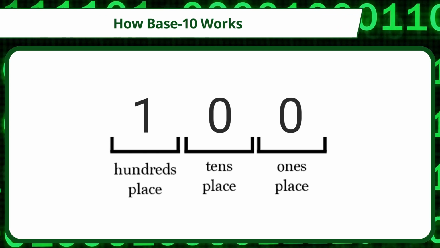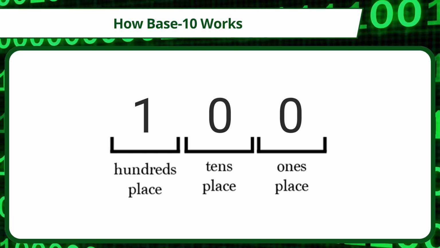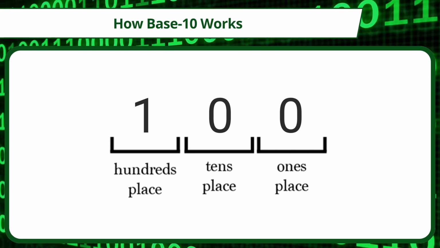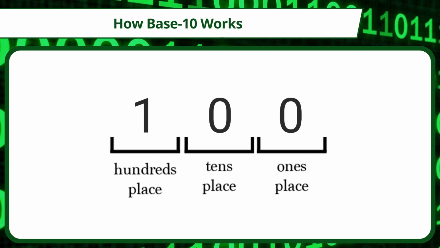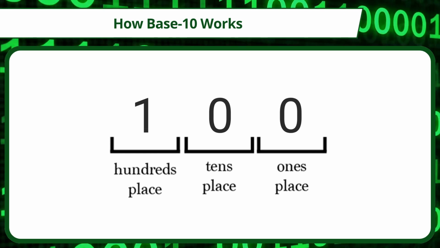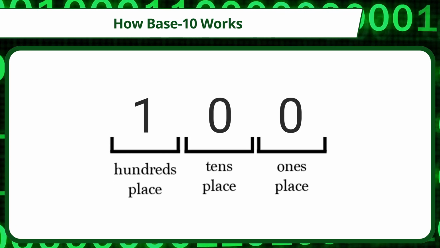This idea of rolling over to a new column once we run out of digits is key to understanding any number system. And when we switch to binary later in the course, we'll use this exact same principle. The only difference is that binary has just 2 digits, 0 and 1. So we will roll over much faster. But the structure of place value and how we build new numbers will stay the same.